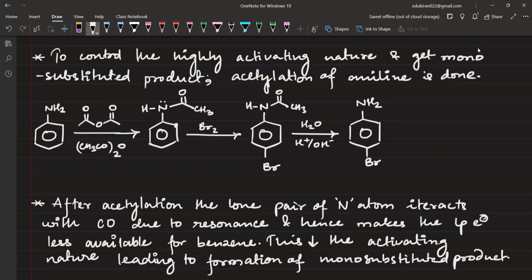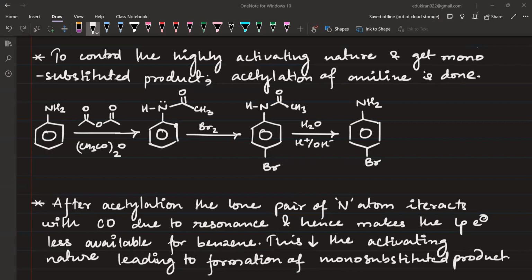दो सवाल है. एक सवाल, why is acetylation done? ठीक है. Give reason, acetylation of aniline. Another question that will be asked is, give reason, after acetylation, aniline gives monosubstituted product. Both of these are confusing questions. ठीक है, ध्यान रखिएगा इन सब चीजों का. Give reason, acetylation of aniline. That is one question. Why is acetylation done? To control the highly activating nature of the NH2 group and get monosubstituted product. That is why acetylation is done.